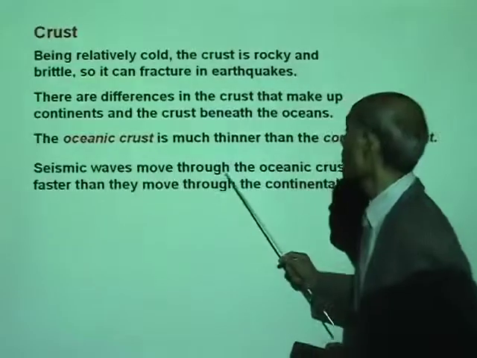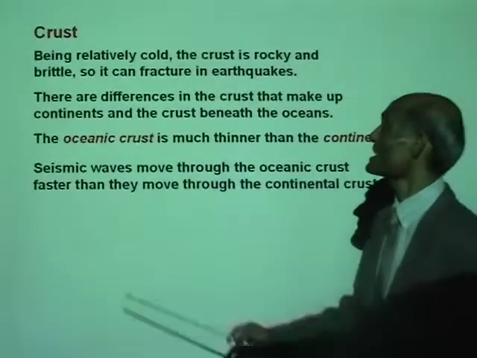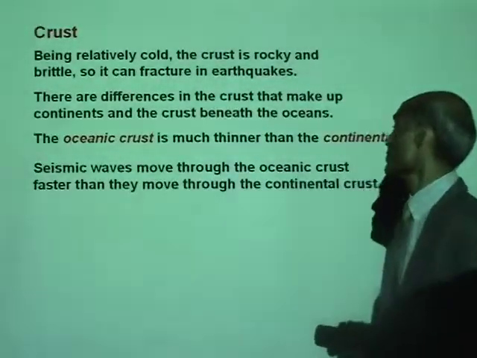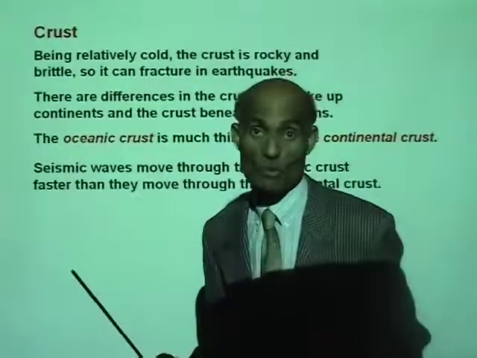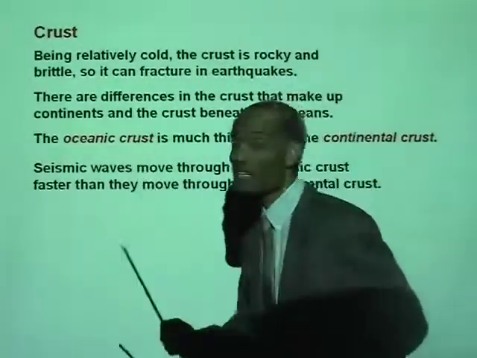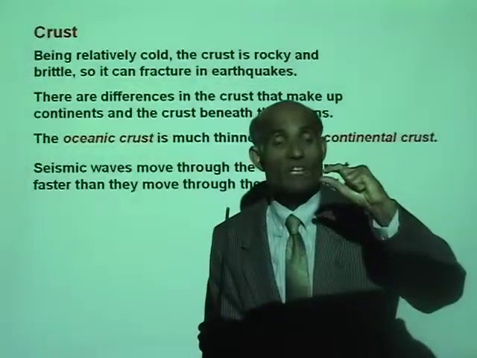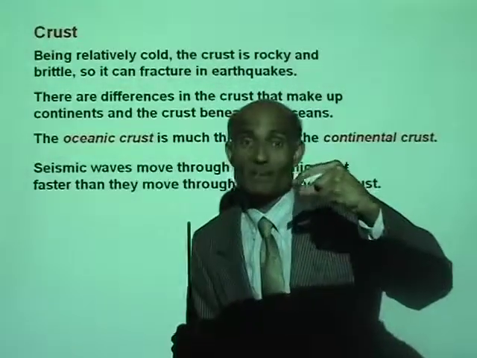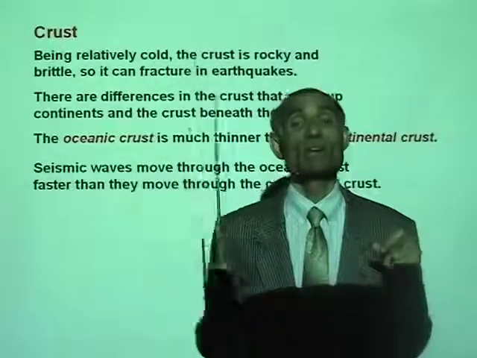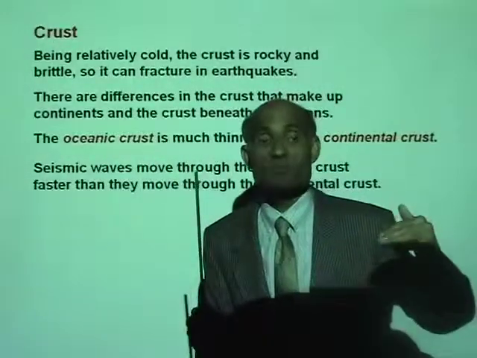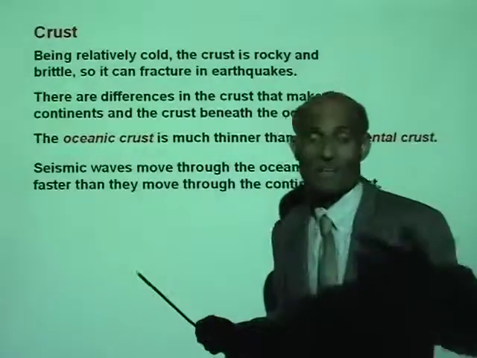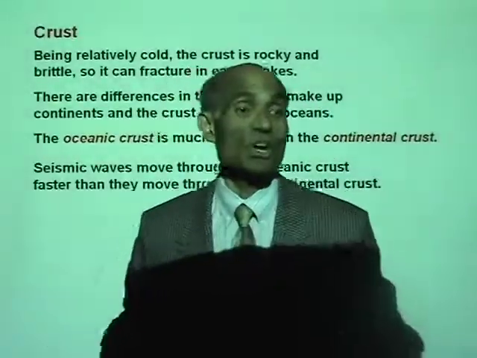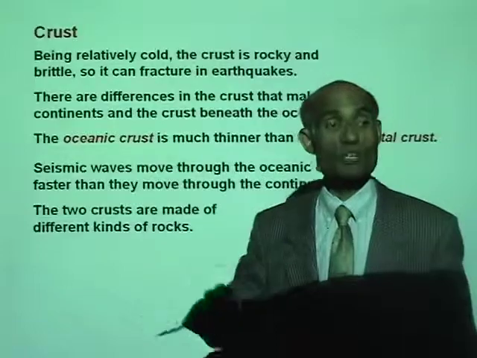Seismic waves move through the oceanic crust faster than they move through continental crust. You see, although the oceanic crust is thinner, it's actually more dense than the continental crust. So seismic waves actually pass through it faster than they do through the continental crust.